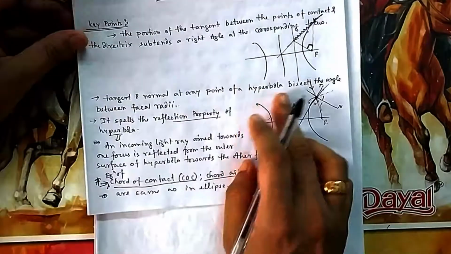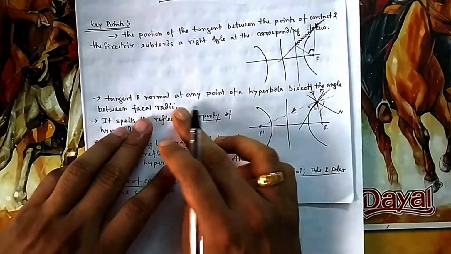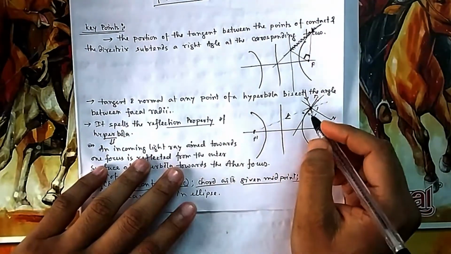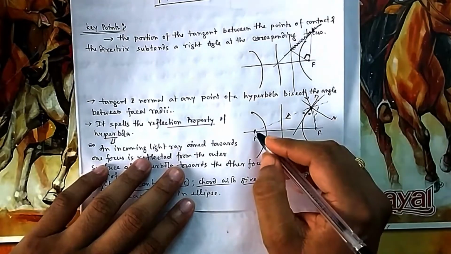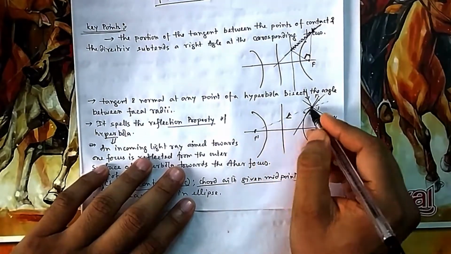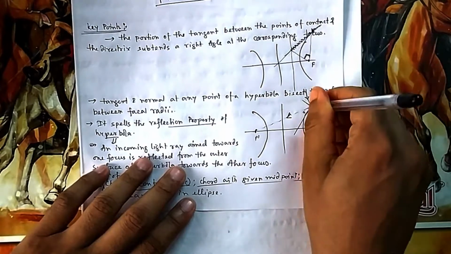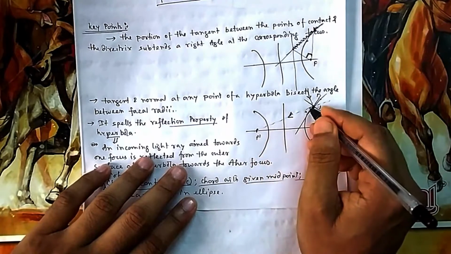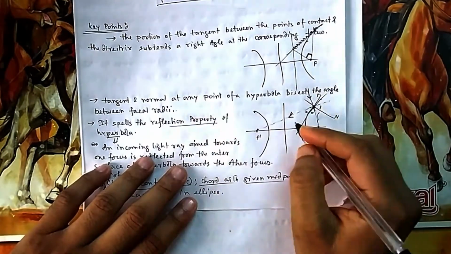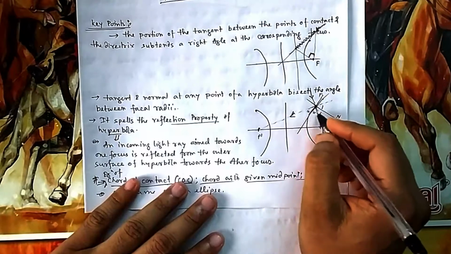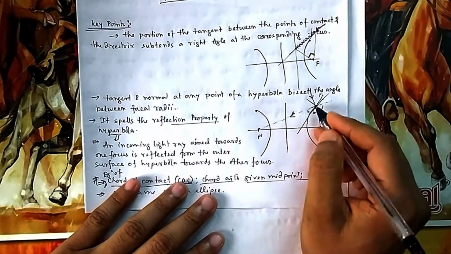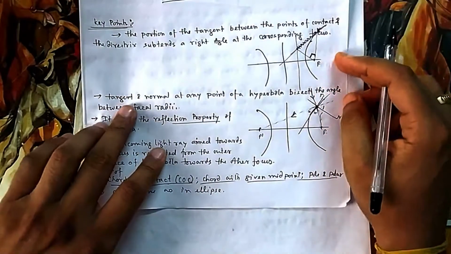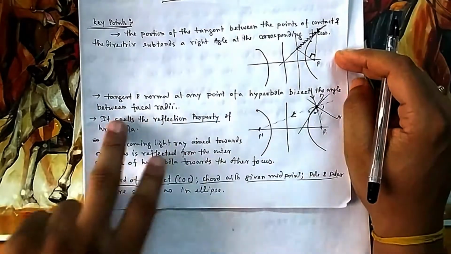Tangent and normal at any point of hyperbola bisect the angle of focal radii. What is focal radii? In that case, that was focal distance. So here it is focal radii, means you take from this focus any line, this one, and from this point any line. So you take this one, and this is the radius. If I say one radius, another radius is from this side. So these two radii, you can see this tangent is bisecting the internal angle between these two, and this normal is bisecting the external angle. So that is the same concept. Tangent and normal at any point bisect the angle of focal radii.